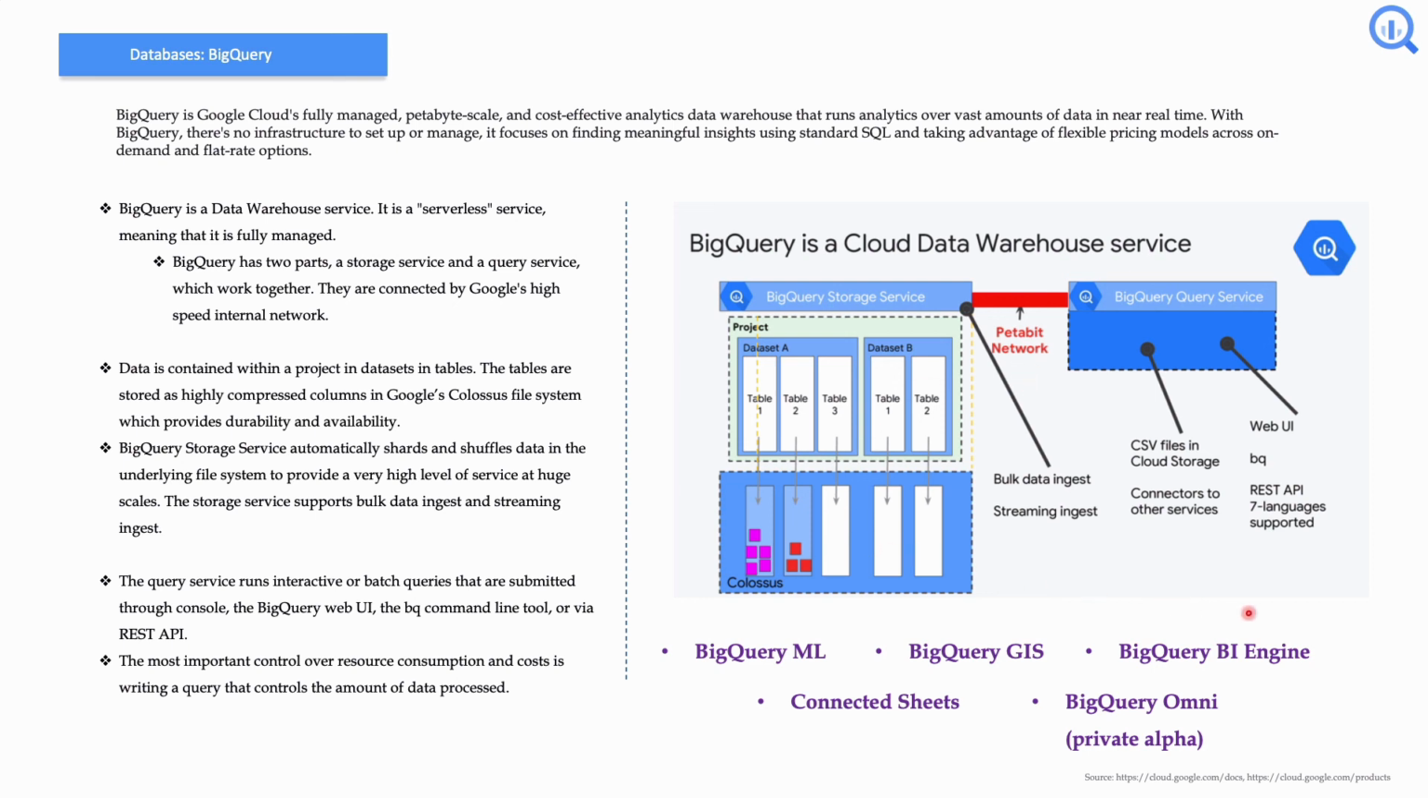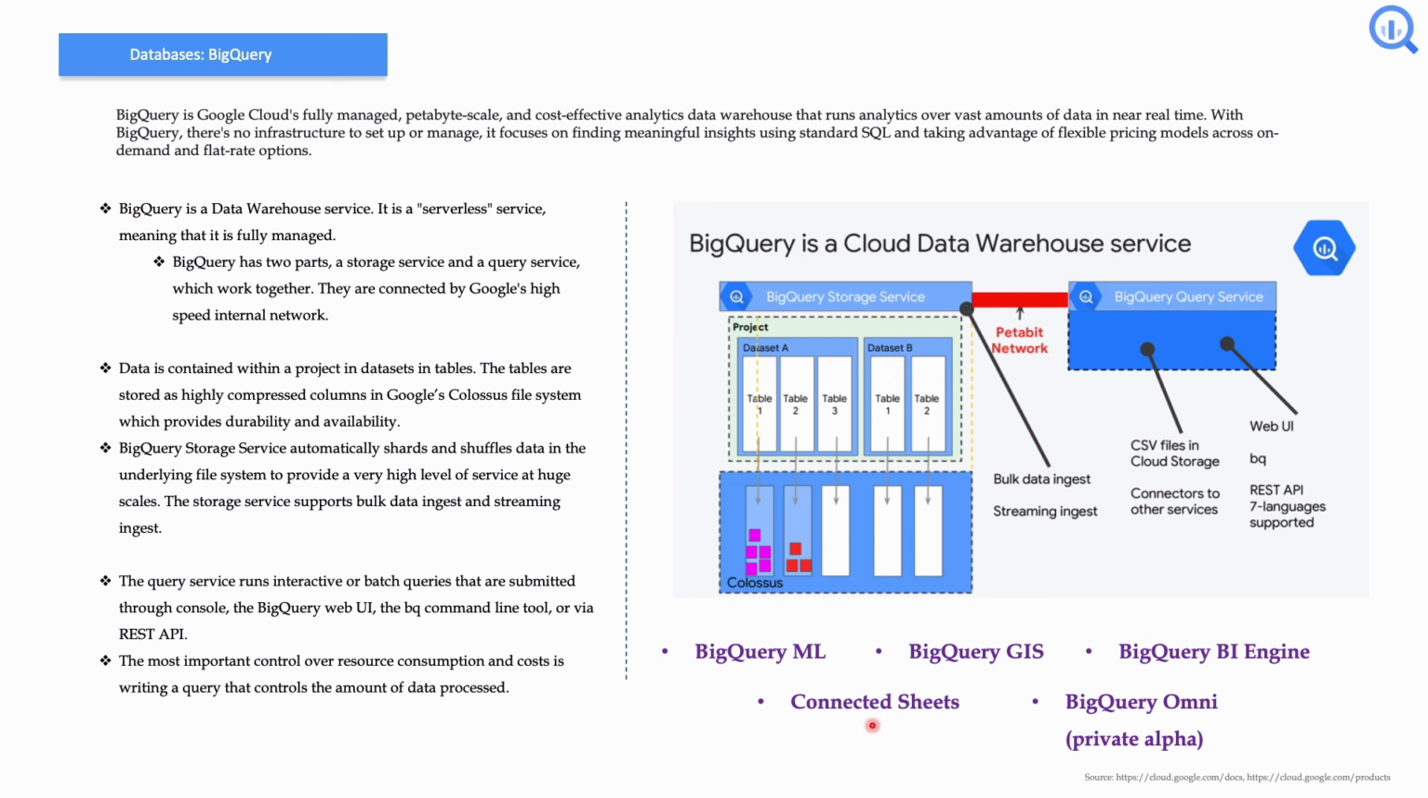Now, apart from this, there's a lot of different key features in terms of BigQuery ML, which is to be able to write machine learning or use machine learning algorithms using SQL language. BigQuery GIS is the geospatial analysis. BigQuery BI engine, which helps with the BI analytics. Connected Sheets, you can use Google Sheets to interact with BigQuery and to be able to process large amount of data from the familiar pivots, functions out of Google Sheets.